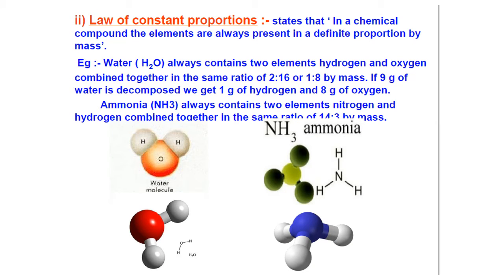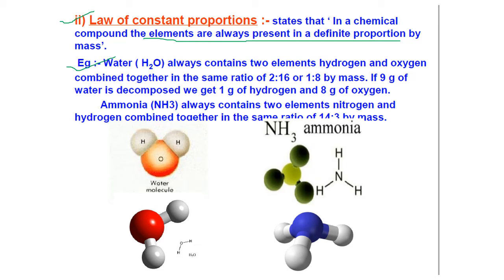So next one is the law of constant proportions. And in this, what does it say? In a chemical compound, the elements are always present in a definite proportion by mass. Means whatever the compound is, the element is present in a definite proportion. For example, they have taken the example of water.